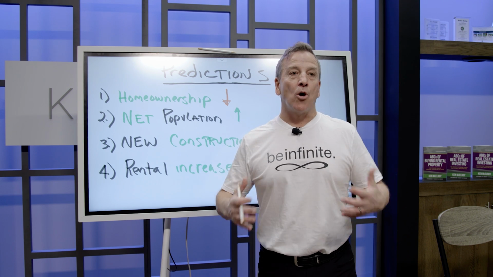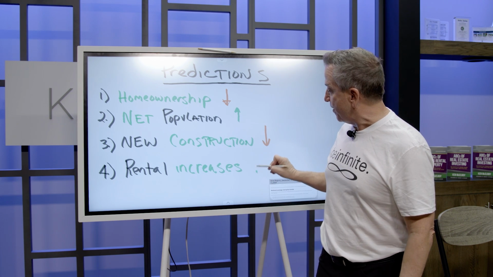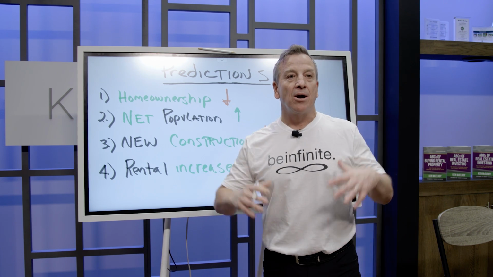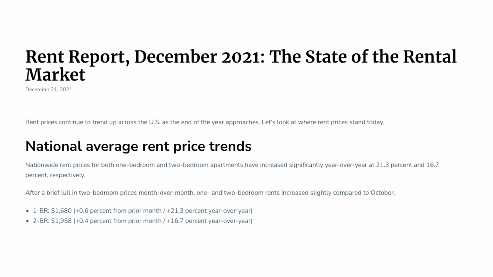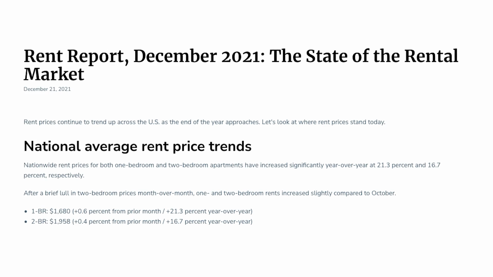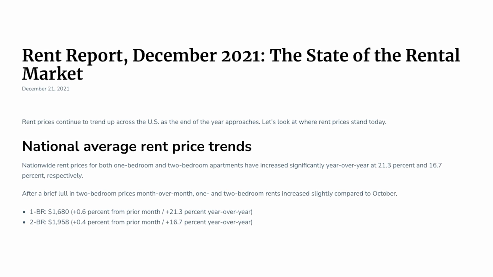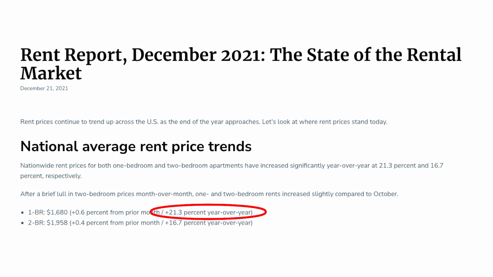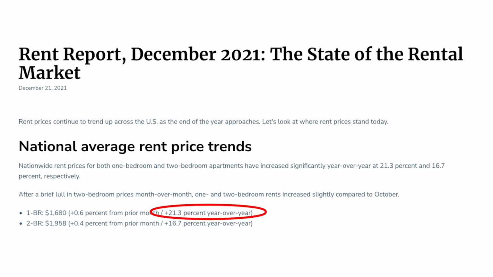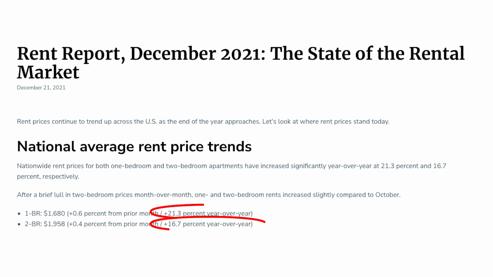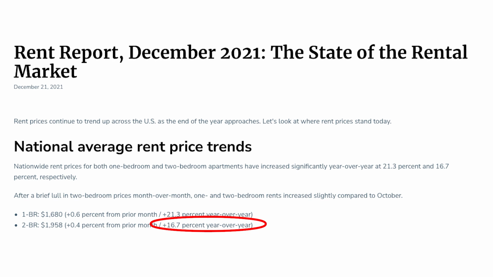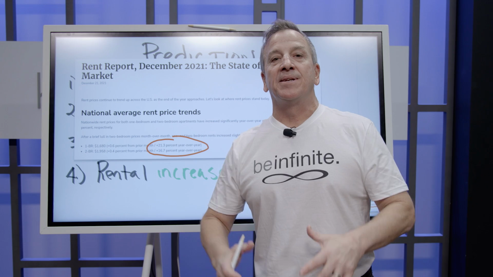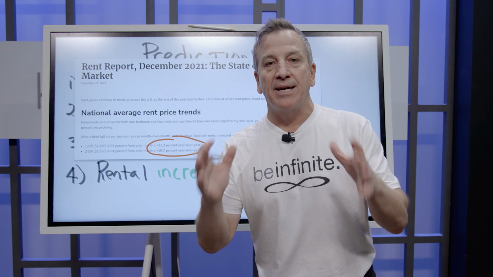And the last thing, of course, is rental increases, and those, unfortunately, are going to go up a lot. So rent prices continue to go up across the United States, and these are national averages. But just in 2021, we saw a 21.3% rent growth just in 1 bedrooms and a 16.7% rent growth in 2 bedrooms. The worst is not over, guys. Now, these are big numbers, but they're driven by the fundamentals on the 3 components that I just rolled out for you.